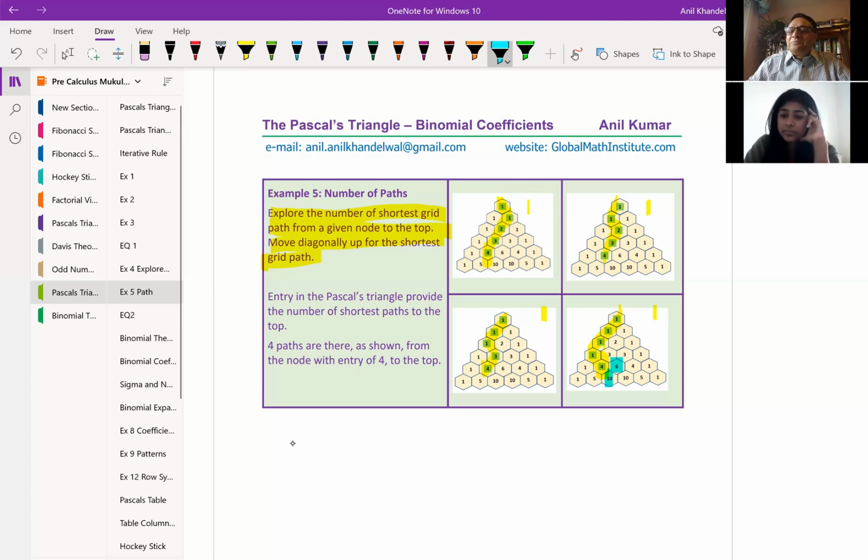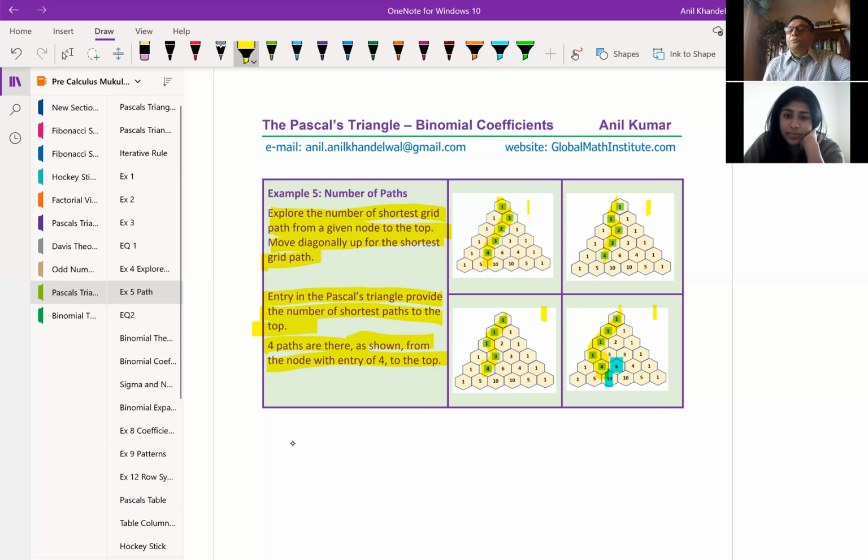Some portions may be blocked or broken. Even then you can solve the question. I'll show you how. It's going to be very interesting. So can you read further, please, for me? Yeah, so entry in the Pascal's triangle provides the number of shortest paths to the top. Correct. So in this example, 4 paths are there as shown from the node with entry of 4 to the top. Perfect.